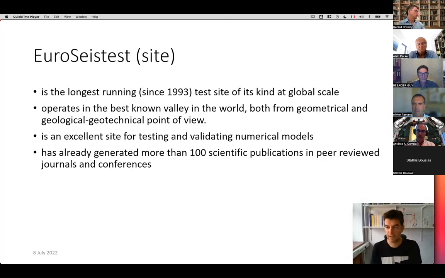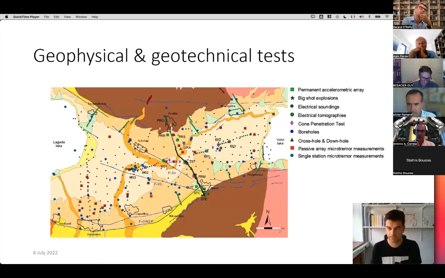It operates in the best known valley in the world in terms of studies that have been performed in this valley, both from geometrical and geological, geotechnical point of view. EUROSEISTEST is an excellent site for testing and validating numerical models, and has already generated more than 100 scientific publications in peer-reviewed journals and conferences.